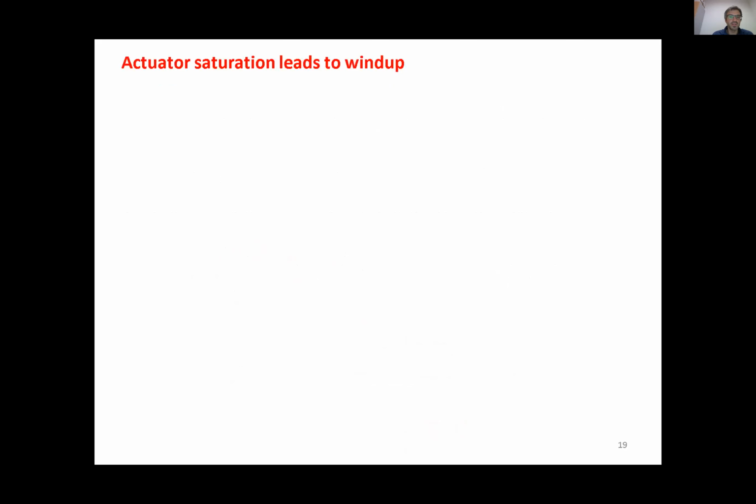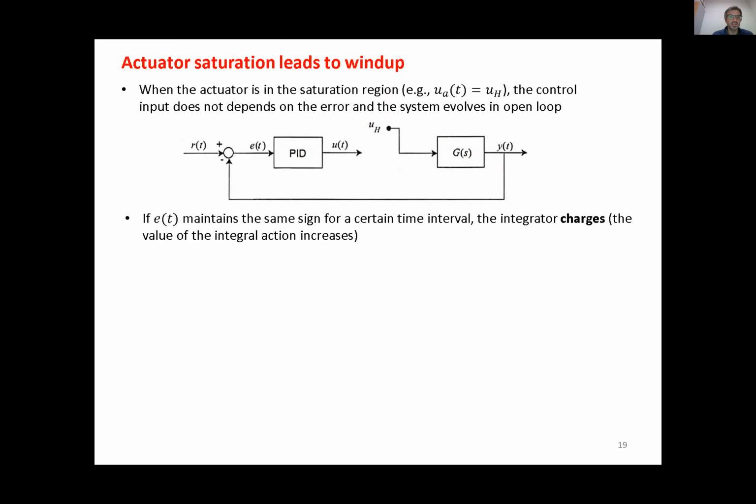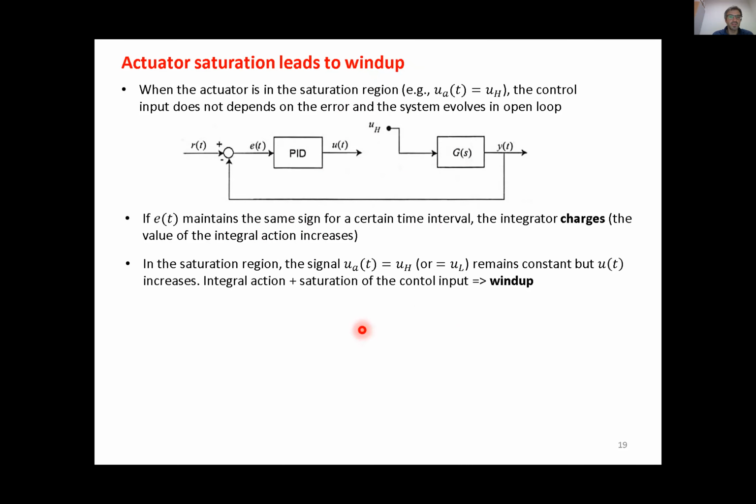And we see that here the saturated control variable can be different from the control variable. And whenever there is a saturation, what happens is that the controller input does not depend anymore on the error. There is a cut in the loop, and the system starts to evolve in open loop. And if the tracking error maintains the same sign for a certain time, the integrator part of the PID increases its value, while the saturation still remains the same. So the input to the system remains the same.